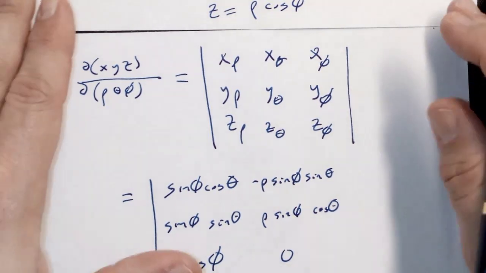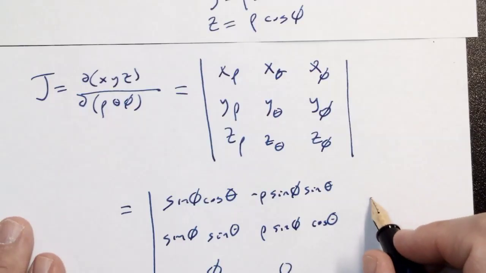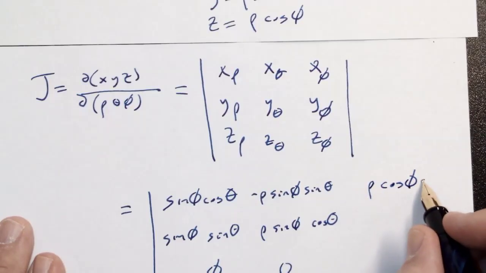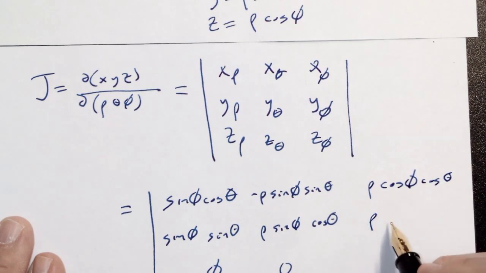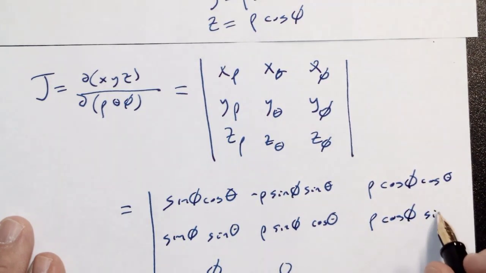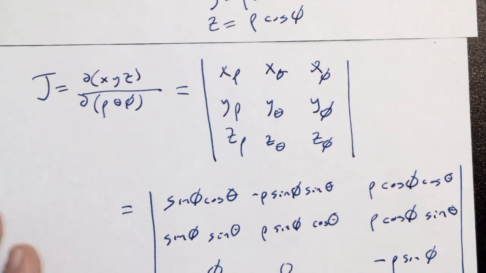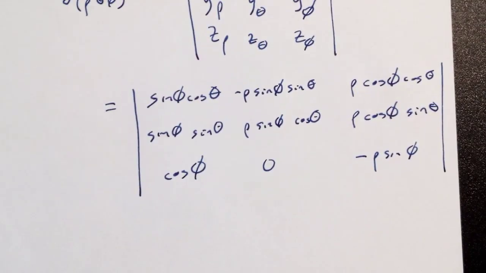When I do the phi derivatives, the derivative of sine phi is cosine phi. So I get rho cosine phi cosine theta. Then I get rho cosine phi sine theta. The derivative of cosine is minus sine, minus rho sine phi. That's my Jacobian for spherical coordinates. After you're done trying not to barf, there's a lot of algebra involved in working this out, and a lot of trig identities, and a lot of factoring, right? I don't want to do this.